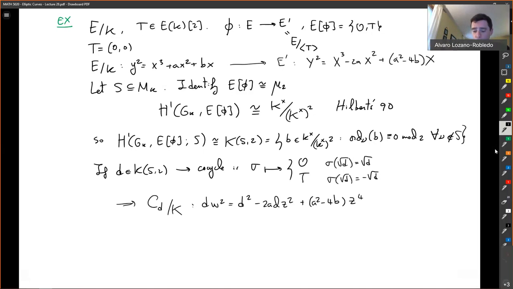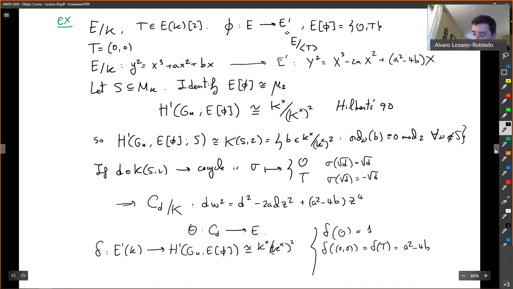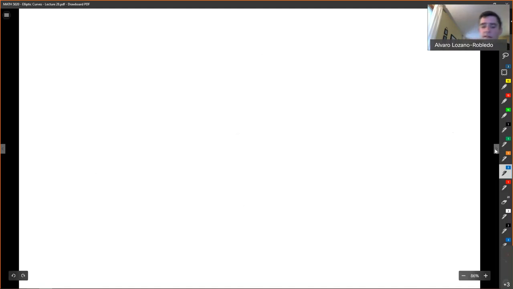and I have an additional map that goes from CD to E, which I will write in a second, and moreover, I have the connecting homomorphism that goes from E prime K to cohomology classes, which is K cross modulo K cross squared. It goes as follows. It has that delta of O is 1, delta of (0,0) goes to a squared minus 4b, and delta of (x,y) goes to x if x is not 0. Okay, so all in all, what we get is the following proposition, which is called descent via two isogeny.